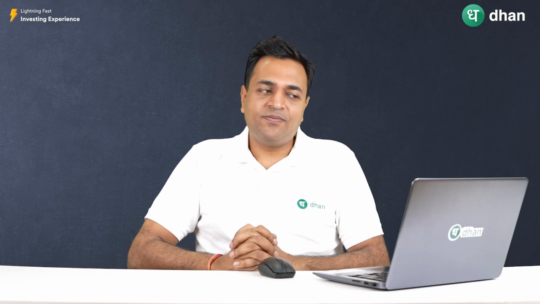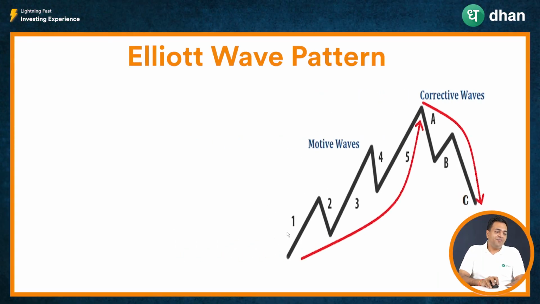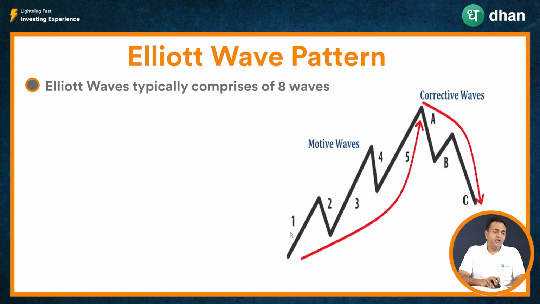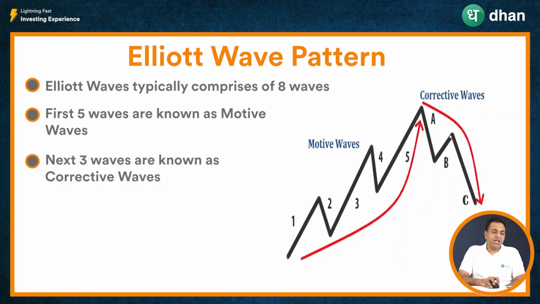So let's start off. As you can see on my screen, just to recap, an Elliott wave pattern is typically an 8-wave pattern where the first 5 waves are numbered 1, 2, 3, 4 and 5 and are known as the motive waves, and the next 3 waves are corrections to the primary trend labeled as alphabets A, B and C, which are known as corrective waves.